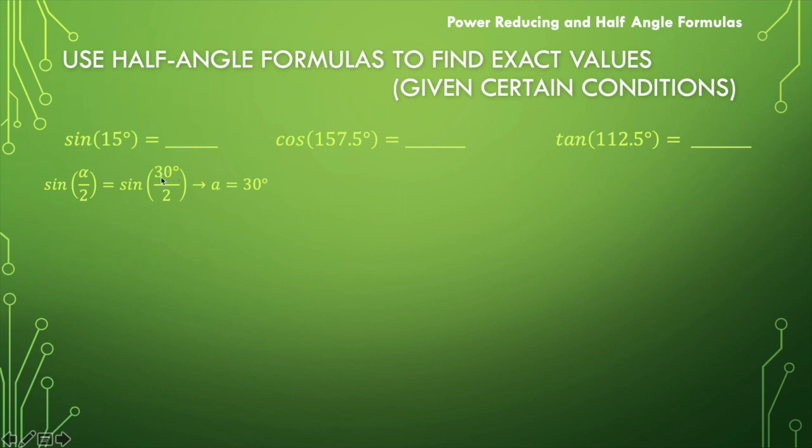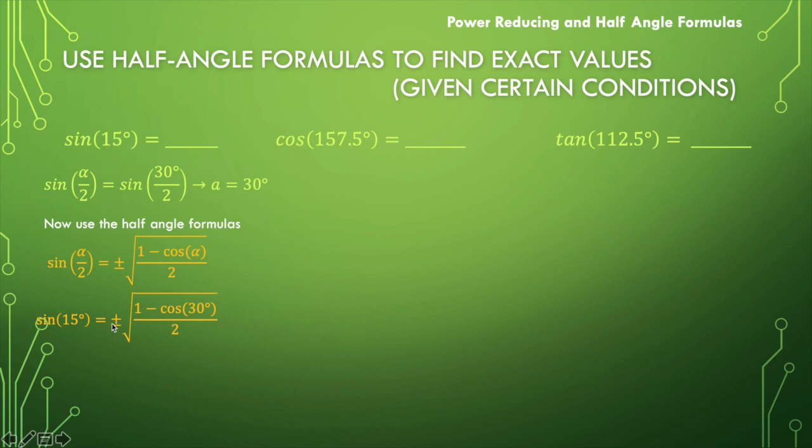Well, what does that mean? That means that A, you see the A is replaced with 30. So we're going to use A is equal to 30 degrees in our formula. So here's the formula. Sine of alpha over 2 is equal to plus or minus the square root of 1 minus cosine of alpha over 2. We know alpha to be 30 degrees, so we replace that here and here. We can go ahead and simplify that, and that's going to end up being the sine of 15 degrees is equal to plus or minus the square root of 1 minus cosine of 30 degrees over 2.